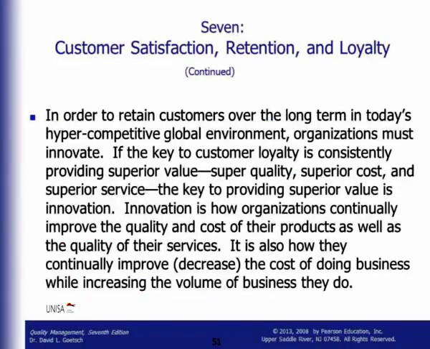In order to retain customers over the long term, in today's hyper-competitive global environment, organizations must innovate. If the key to customer loyalty is consistently providing superior value, superior quality, superior cost, and superior service, the key to providing superior value is innovation. Innovation is how organizations continually improve the quality and cost of their products, as well as the quality of their services. It is also how they continually decrease the cost of doing business while increasing the volume of business they do.